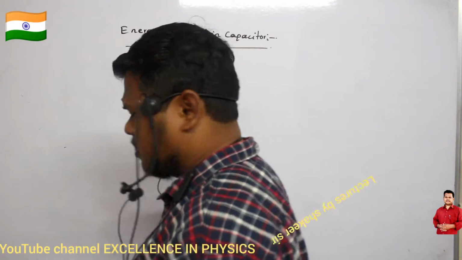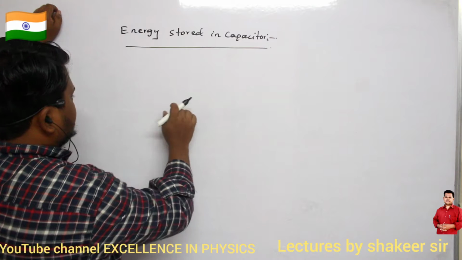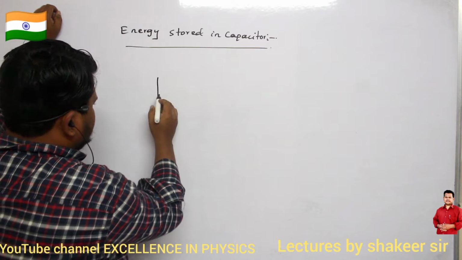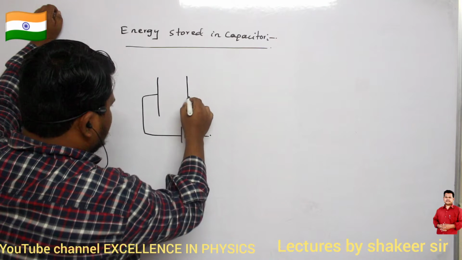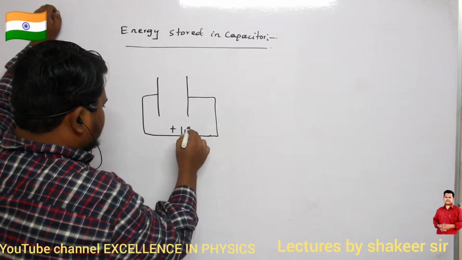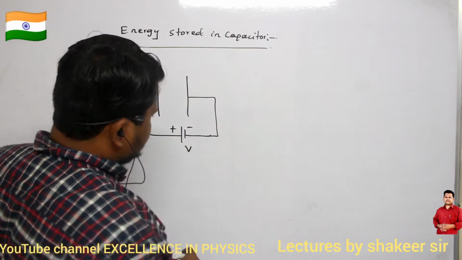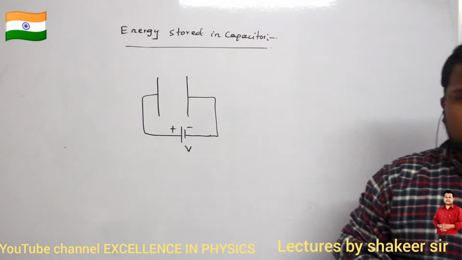So energy is stored in a capacitor. Let us see. Consider these are two plates of a capacitor, clear? And this battery is having a potential of V. Initially the plates of this capacitor are uncharged, clear?